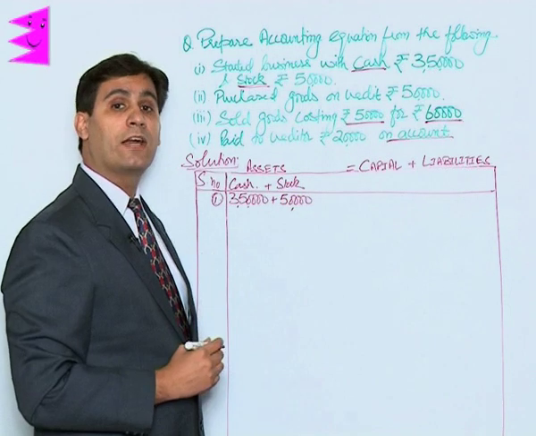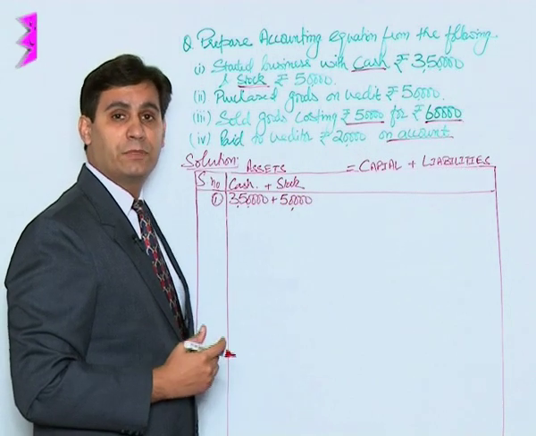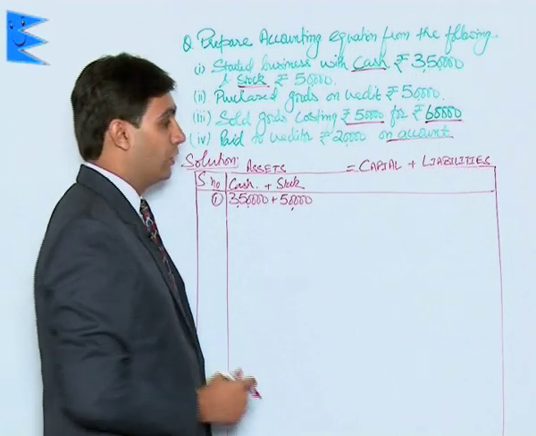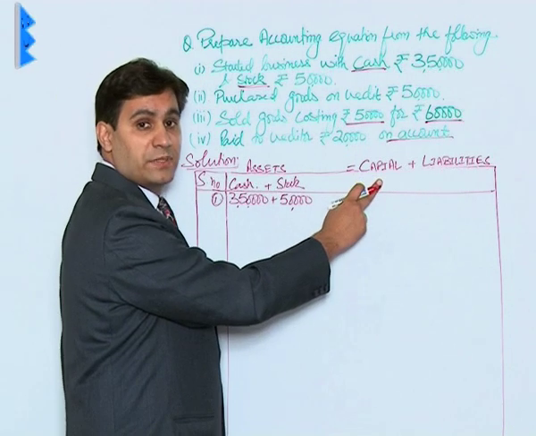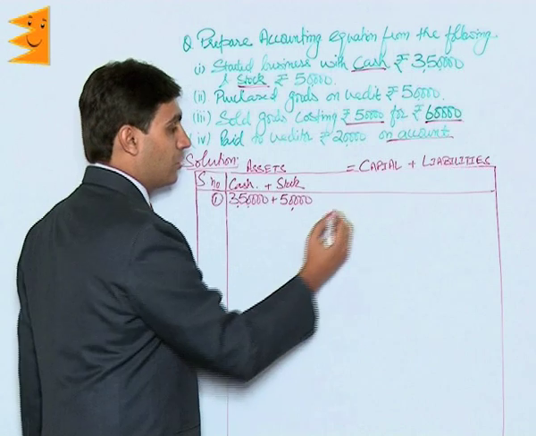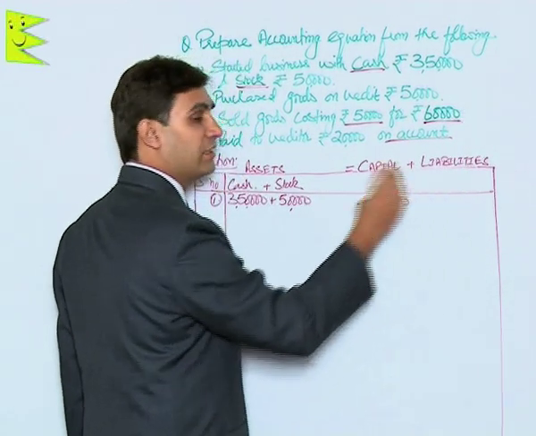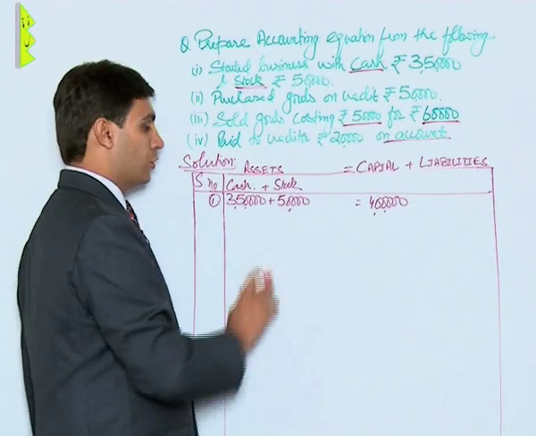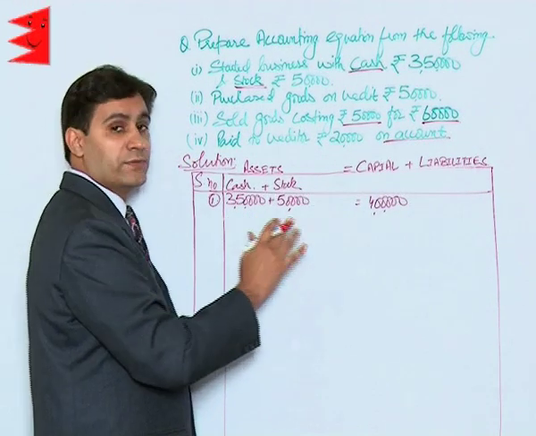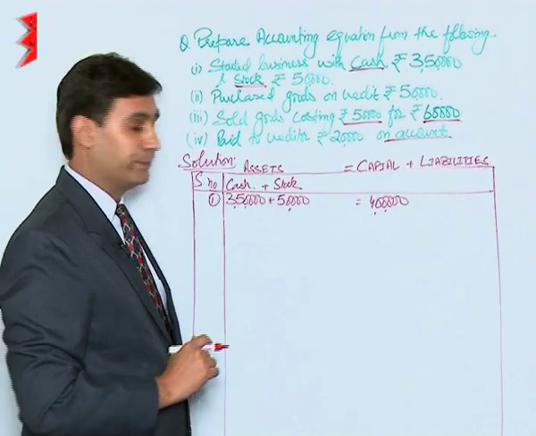The total is 4 lakh rupees and this sum has been brought in by the owner. So owner's account is represented by capital. So add 4 lakh rupees to the capital. External liabilities are not there. So we can see that the total is 4 lakh on both the sides.